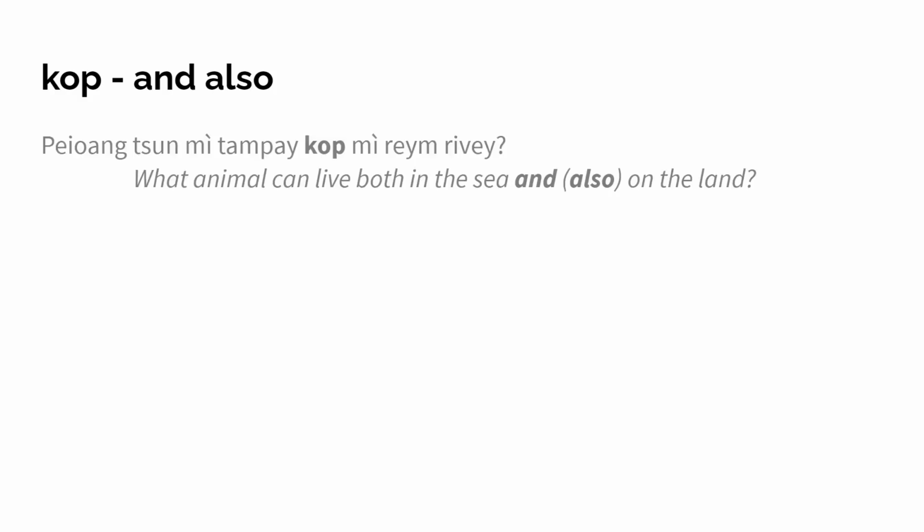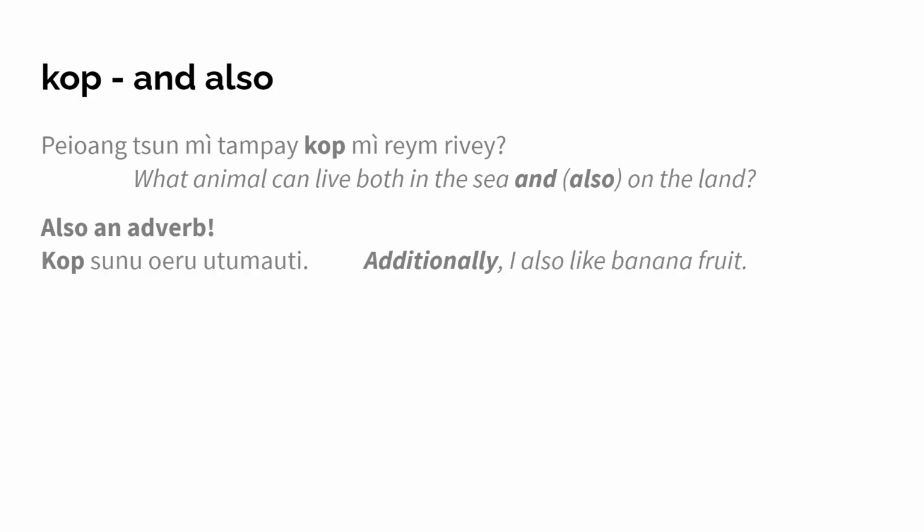Let's next look at crop, and this one was interesting for me because, fun fact, I didn't know that this one also is a conjunction. I thought it was only an adverb. But it also can be used as a conjunction. Beyoang tsun mit dambai gop mireim rivei. What animal can live both in the sea and also on the land? Like I said, it's also an adverb, and I think most people use it that way most of the time. Kop sunuwero utumauti. Additionally, I also like banana fruit. Very random example here.